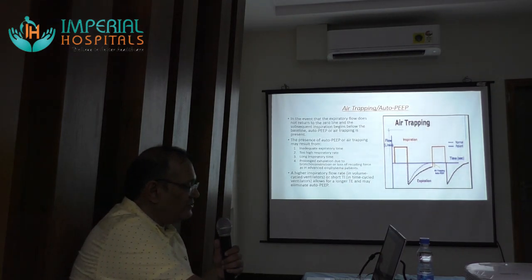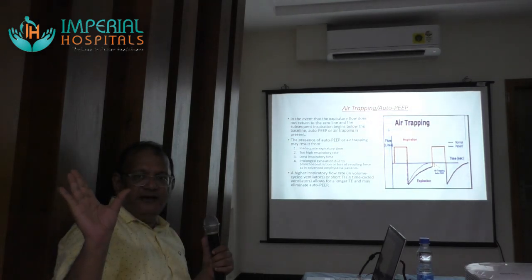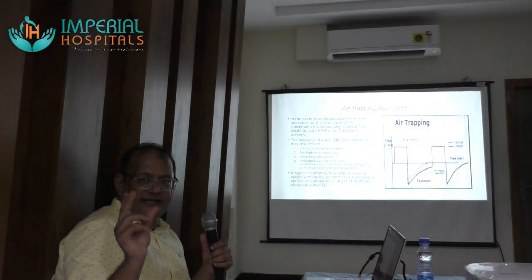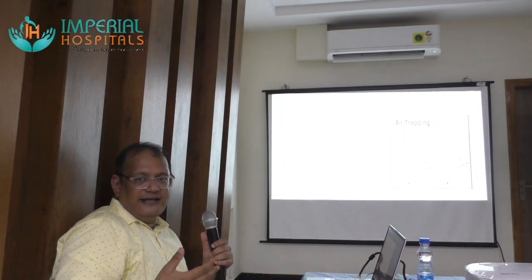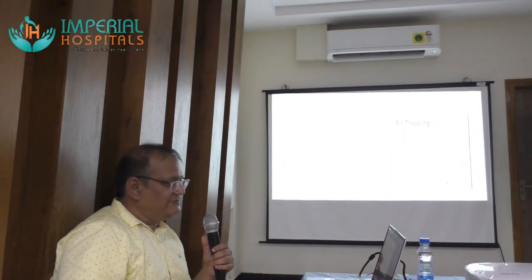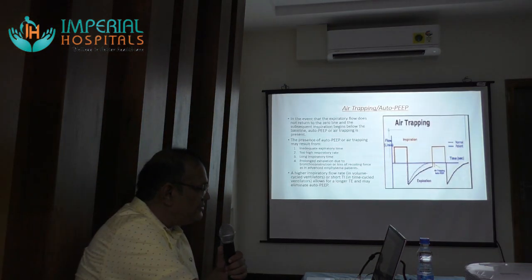So higher inspiratory flow or shorter TI allows longer expiration. So to prevent this, right, you need to decrease the inspiratory time and increase the expiratory time. You want to give the lungs enough time to exhale all the amount of air that has been given during the inspiration to eliminate auto-PEEP.